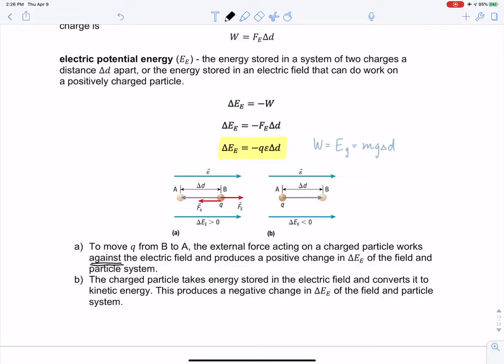In diagram B, the charged particle takes energy stored in the electric field and converts it into kinetic energy. Here, the particle is able to move in the direction of the electric field. This will produce a negative change in electric potential energy because the particle is converting electric potential energy into kinetic energy. Therefore, there will be a loss in electric potential energy, and the change in potential energy is therefore negative.